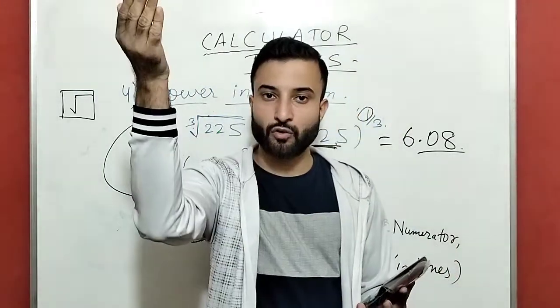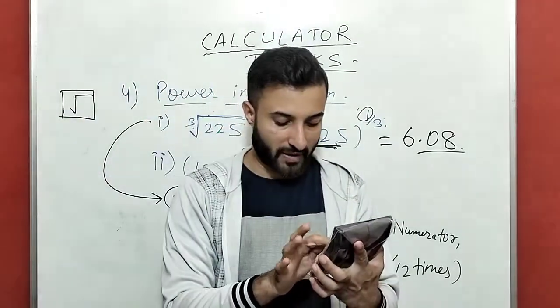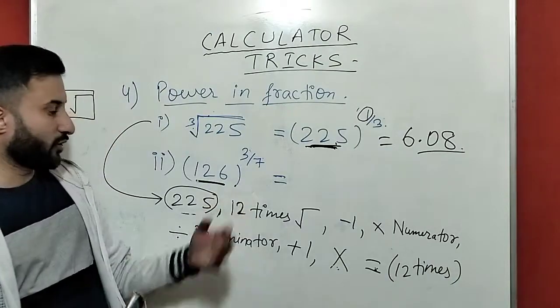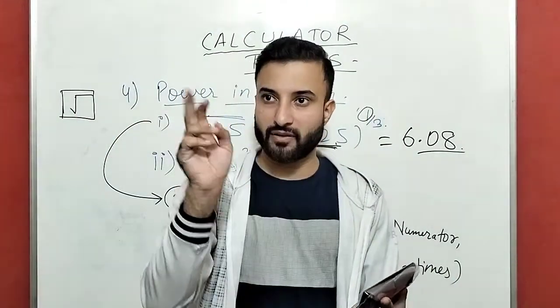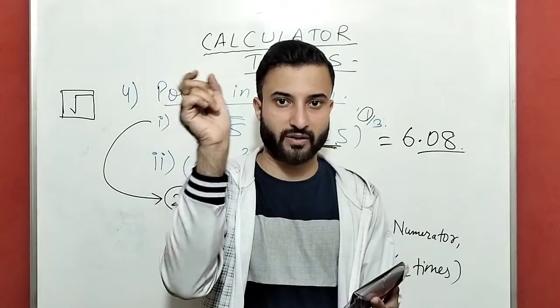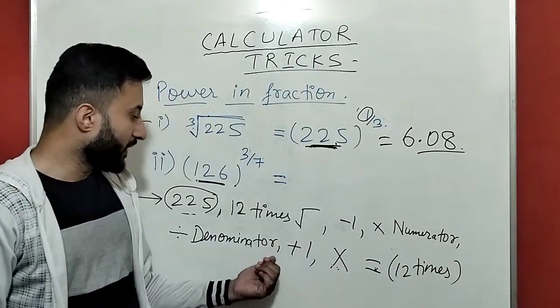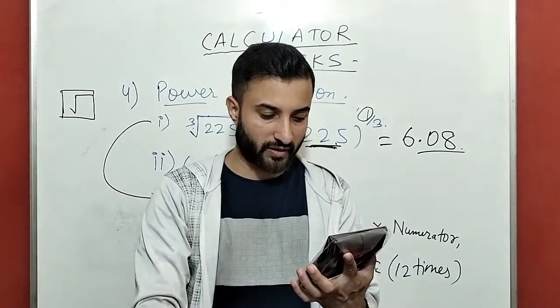Then multiply with the numerator, divide with the denominator. So multiply with numerator 3, and divide with denominator 7. Multiply with 3 equal to, you will get some value. Then divide that value by the denominator 7, and you will get some value. After that add 1 equal to, and you will get some value.